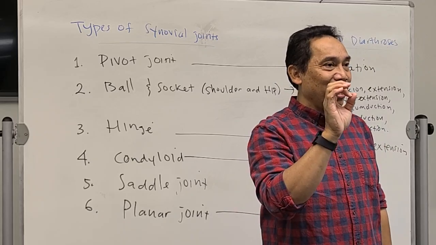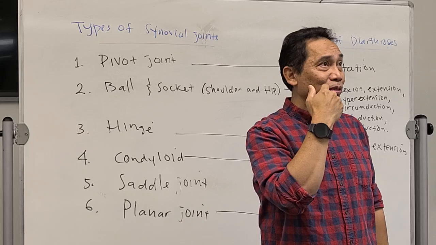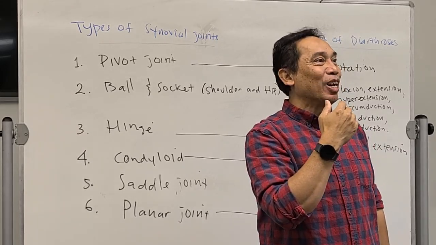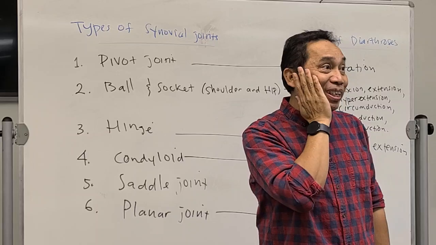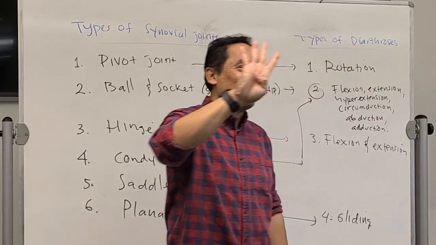Protraction. How if you move it back? Retraction. How if you move it down? Depression. How if you move it up? Elevation. That's for jaw movement.